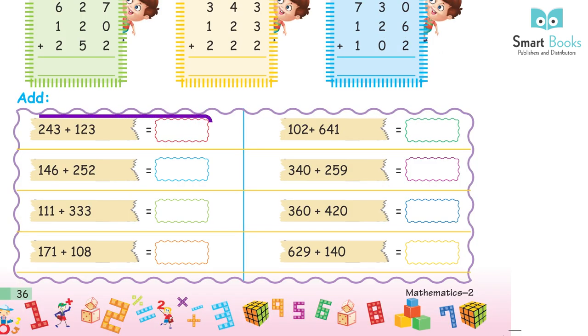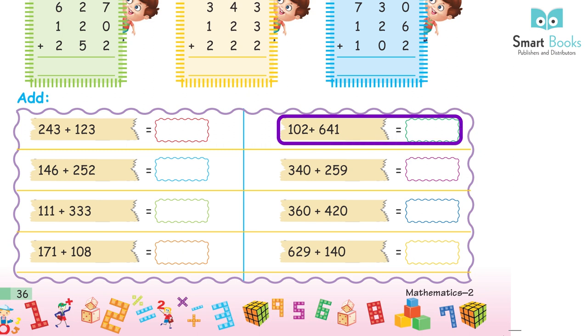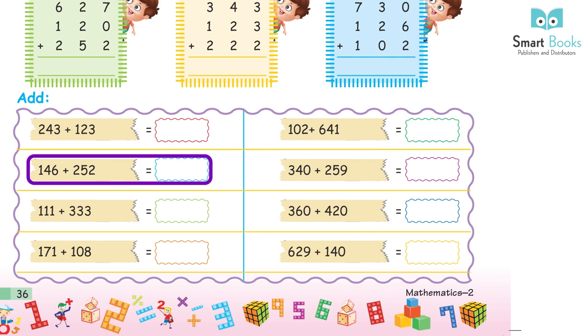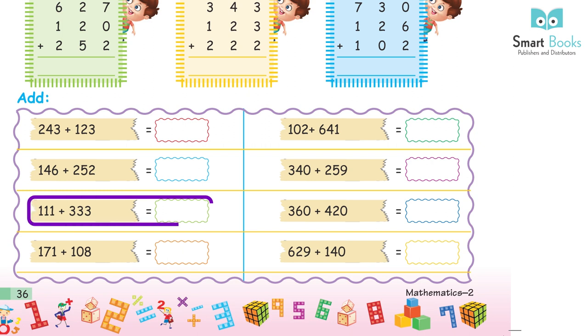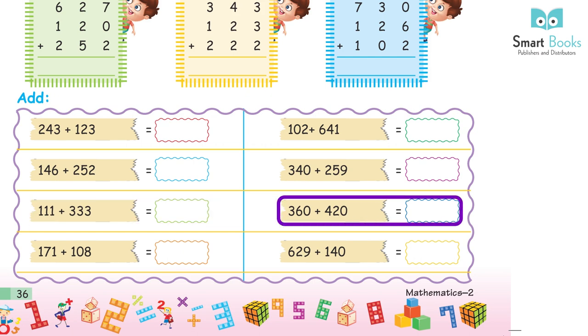Add 243 plus 123 is equal to 366. 102 plus 641 is equal to 743. 146 plus 252 is equal to 398. 340 plus 259 is equal to 599. 111 plus 333 is equal to 444. 360 plus 420 is equal to 780.